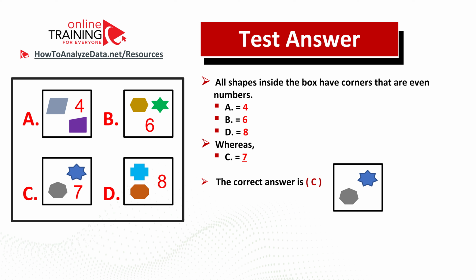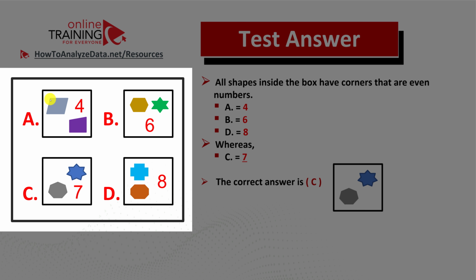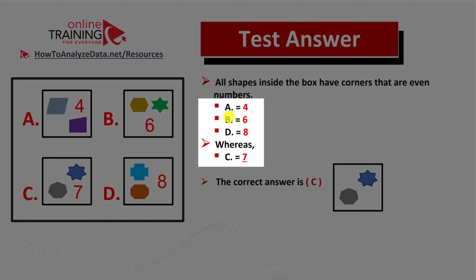As usual, for all exclusion questions, look for patterns. And in this case, the pattern is the number of corners. If you see, for example, box A has shapes with 4 corners, 1, 2, 3, and 4. Choice B has shapes with 6 corners, 1, 2, 3, 4, 5, 6. And if you look for similarities, choices A, B, and D have corners that are even numbers.